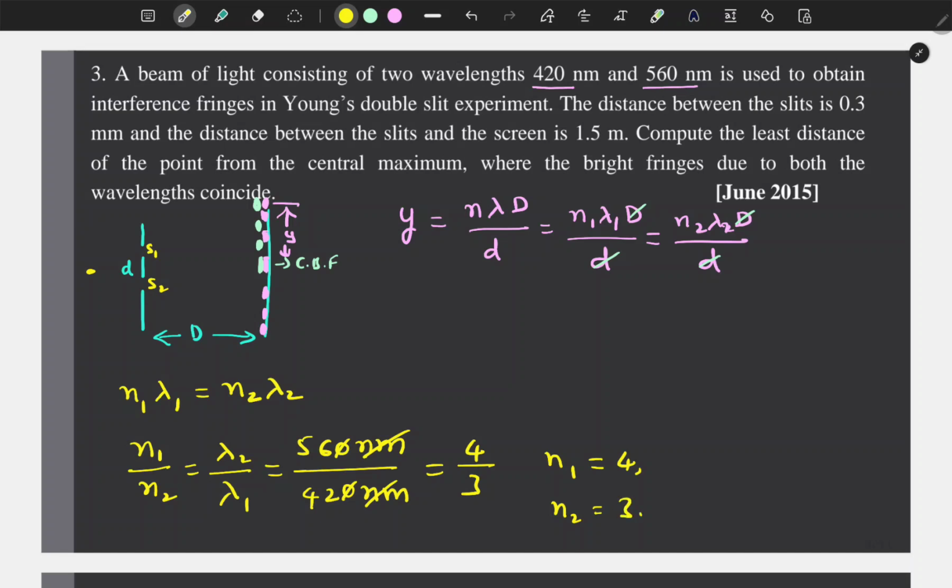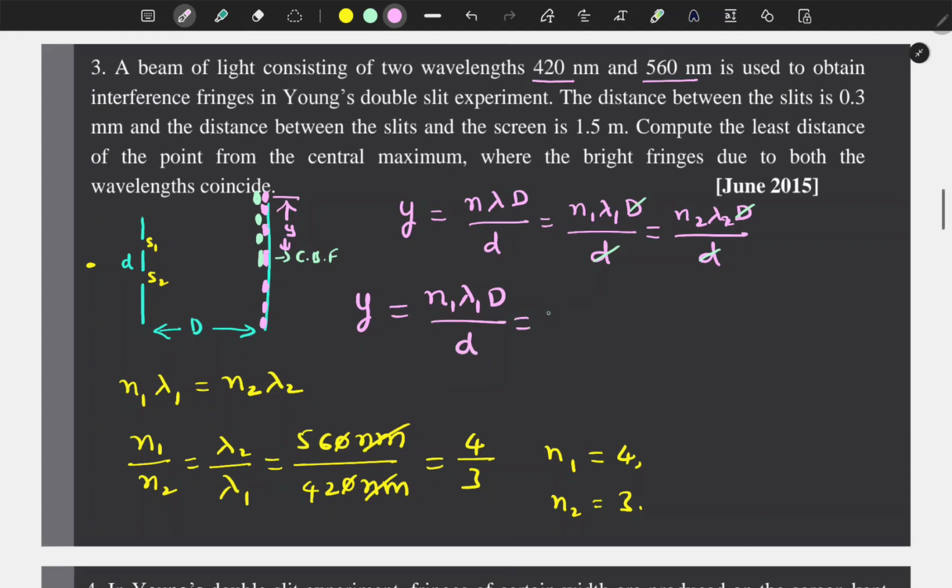Okay. Now if I substitute that here, that y value becomes, you can use n1 lambda 1 D by small d or n2 lambda 2 D by small d. So n1 is 4, lambda 1 is 420 nanometer, means 10 to the power minus 9 meter, into capital D value is given, that is 1.5 meter. Actually you have to write the data also. Here I have not written. You please write the data.